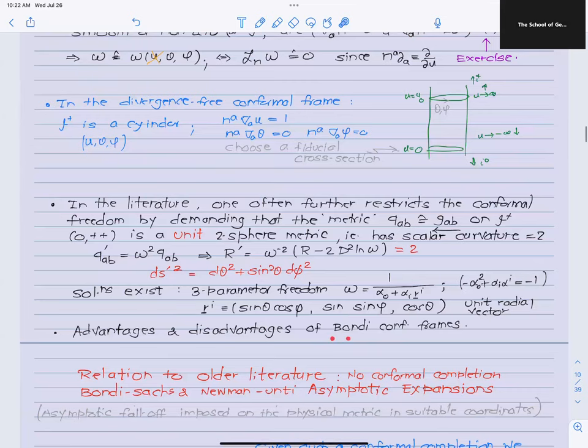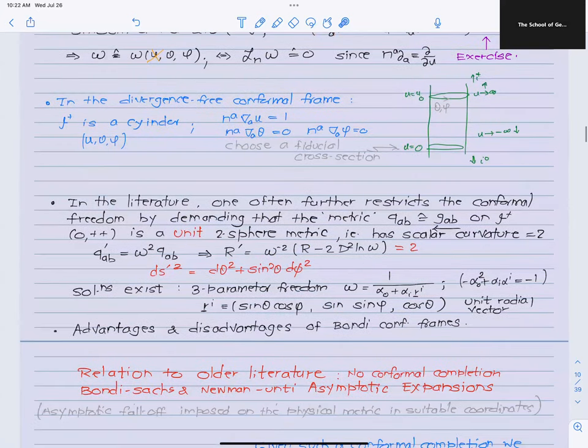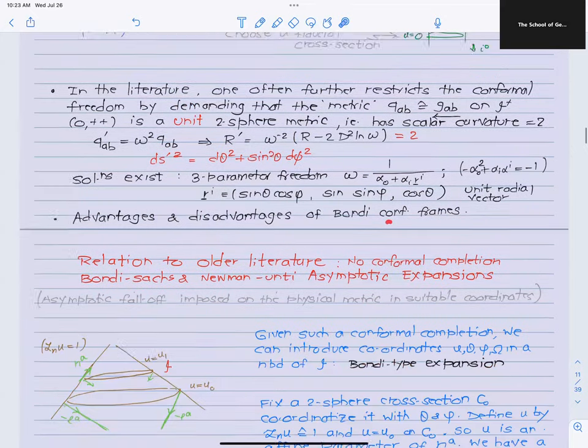The disadvantage is basically that it is difficult to check conformal invariance of this property because the restricted conformal freedom is rather complicated. To make sure that a particular formula you wrote down is conformally invariant is a little bit more complicated, because the conformal freedom is restricted by this particular formula, and you have to substitute this in order to make sure that the formula is conformally invariant. So there are pluses and minuses, and we'll use both things, in which scribe is divergence-free only, or scribe is also in the Bondi frame.